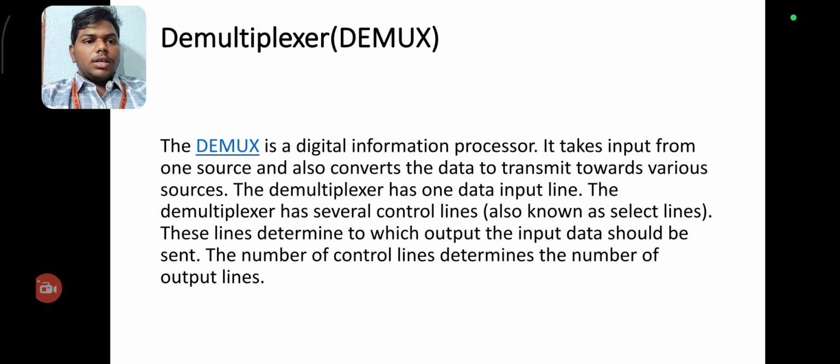The demultiplexer has one input line and several control lines. These control lines are also known as select lines. These lines determine to which output the input data should be sent. The number of control lines determines the number of output lines. So in a demultiplexer, if I have two selector lines, it determines how many output lines there should be.